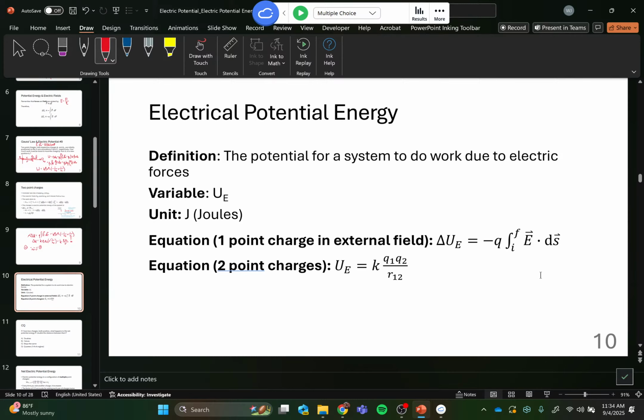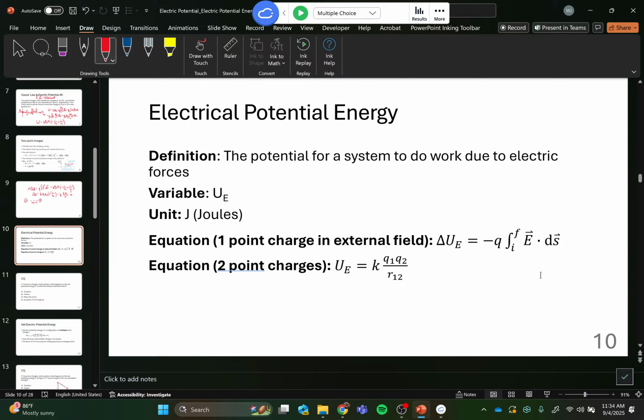All right, and this is the ability for the system to do work. What does that mean? If I release these charges, stuff's going to happen. They're not going to stay there. I've stored energy in this system. If I've stored energy, it can now do work. Work meaning it can apply force. There's forces that can be applied and energy can be released. Changed to other forms.